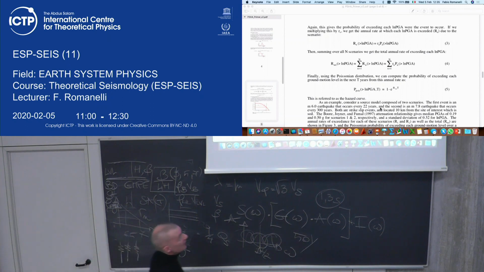That's tricky. And then you can compute the probability to overcome the value, assuming a Poissonian distribution. That's your homework. To start from this expression, because of course, it's 1, the total probability, minus the probability that is not occurring.